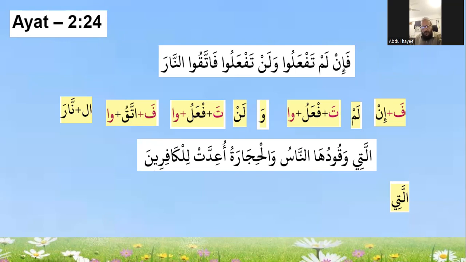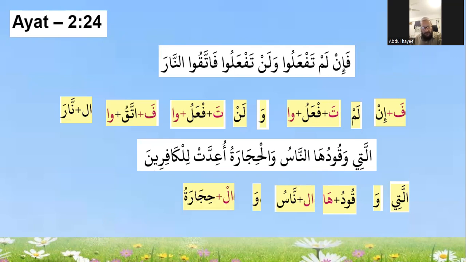Plural and single. Waquduha. Can you break this? No, this waw is part of this word. This is waqud, kud and ha, waquduha. An-nas, alif lam. Wa al-hijara, waw and alif lam and hijara. Fa'iddat. It's a single word, but ta is the sign of madi. Lil kafirina, lam, alif lam, kafir and ya. So we broke the letters.